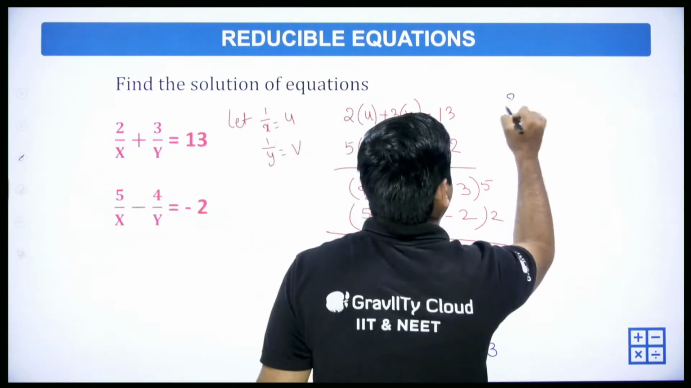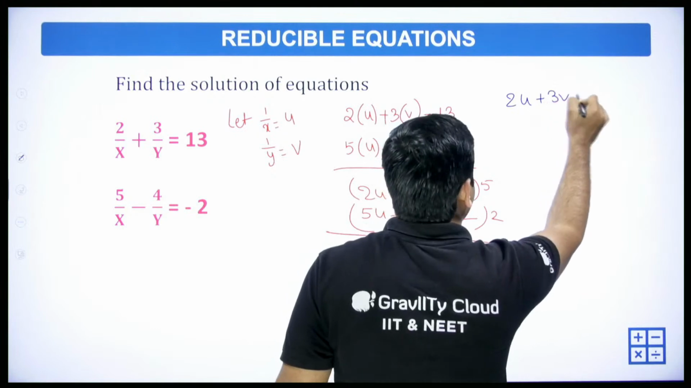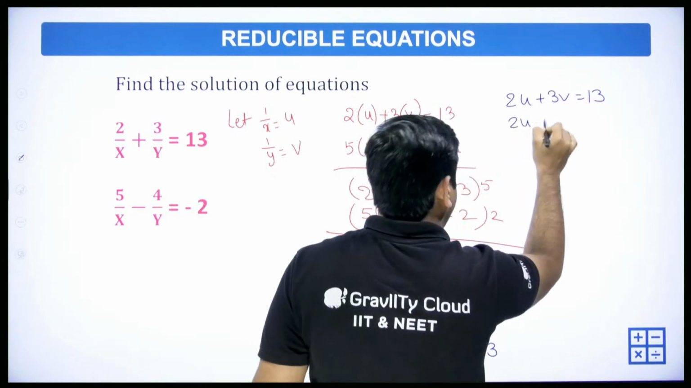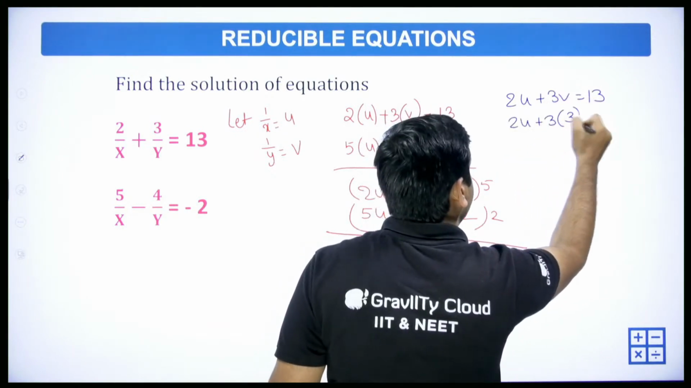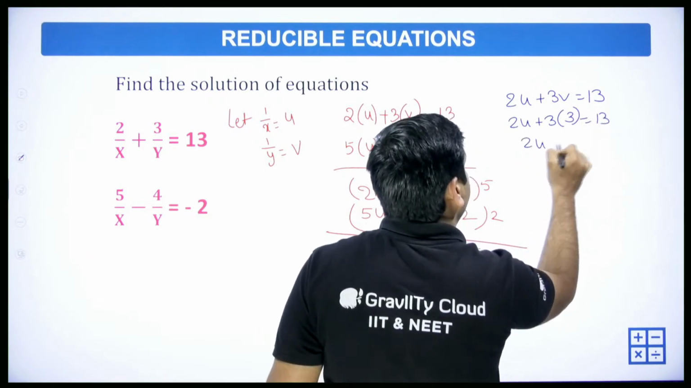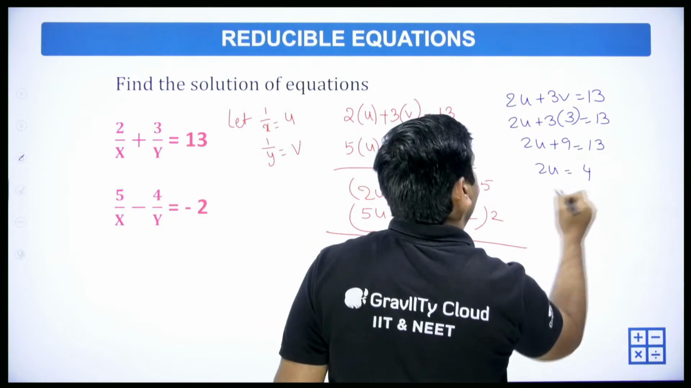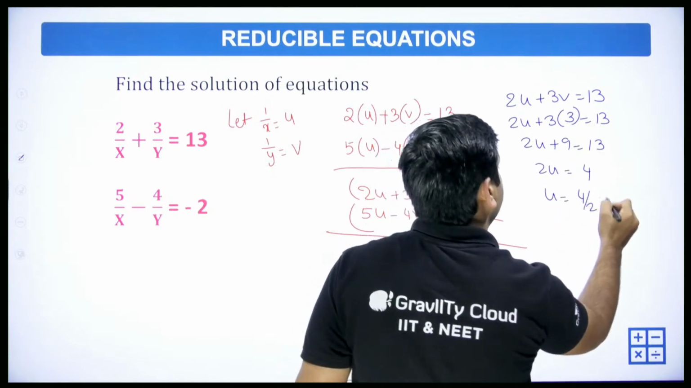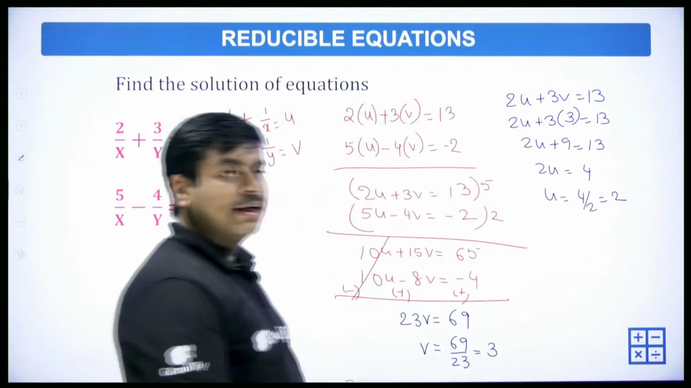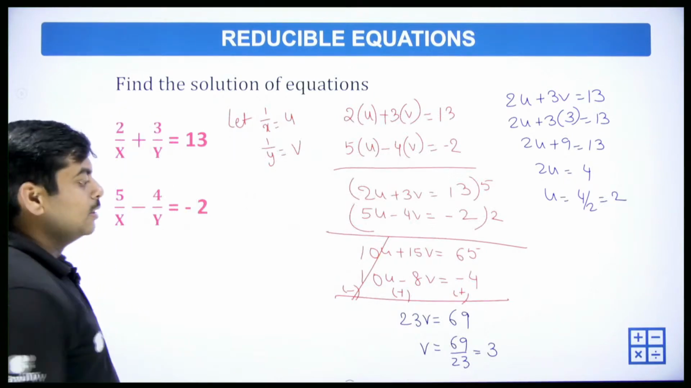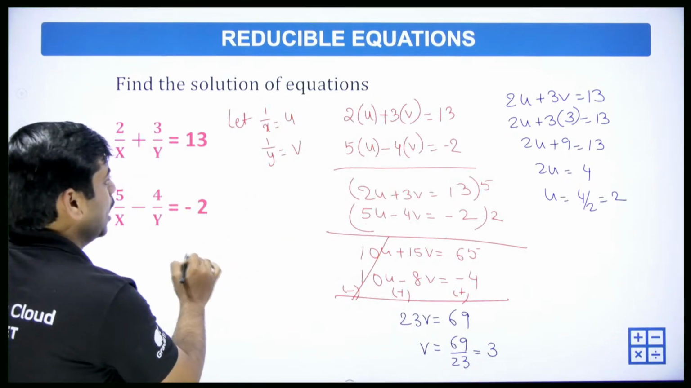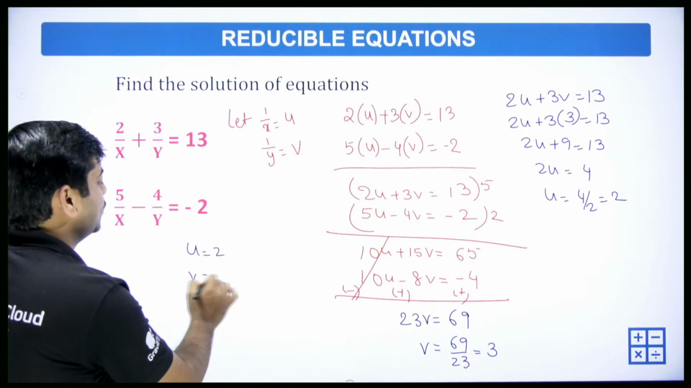Okay, so 2u plus 3v is equal to 13. 2u plus 3 times 3 is equal to 13. 2u plus 9 is equal to 13. 2u is equal to 13 minus 9 is 4. So u is equal to 4 by 2 is 2. Right? So what we got finally? So we got the values of u as 2 and v as 3.